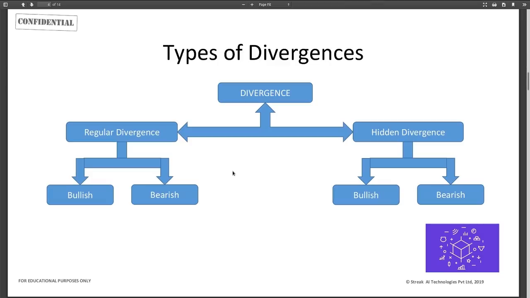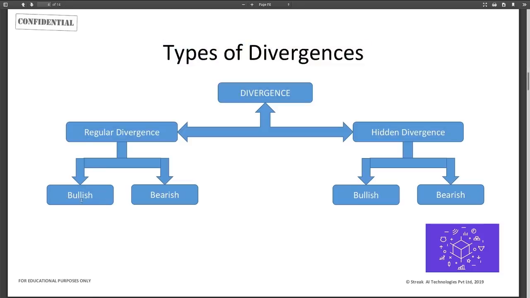So let's look at what the different types of divergences are. There are two kinds of divergence. First is regular divergence and second is hidden divergence. Now what is the difference between them? The next slide covers that. If you guys have any questions while I'm explaining this, please type them into the chat, and we will be happy to answer.